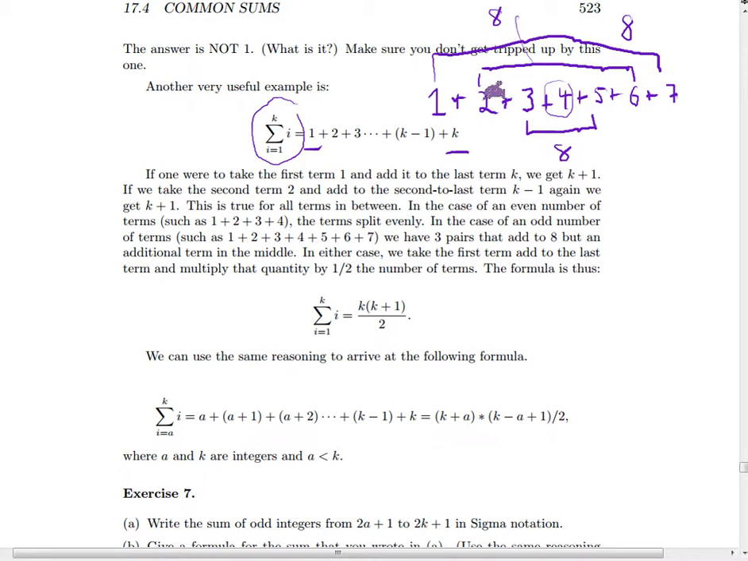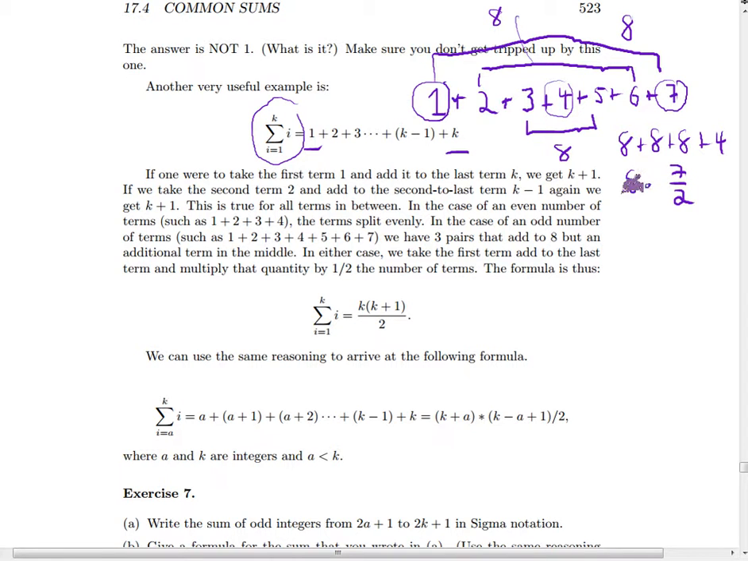Now, of course, we can add these terms in any order we want. So we actually have 8 plus 8 plus 8 plus 4. So it's actually equal to 8 times 3 and a half, which is 8 times 7/2. Now, where did this 8 come from? Well, 8 was the first plus the last. Where did this 7/2 come from? Well, that's half the number of total terms, right? We have 7 terms total. 7/2 is half the number.